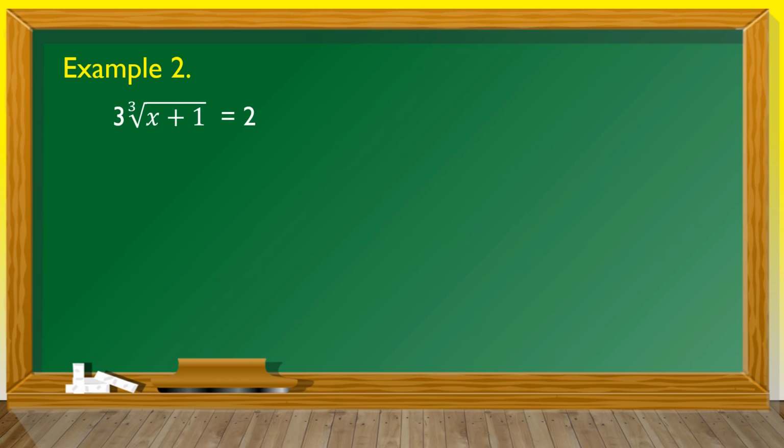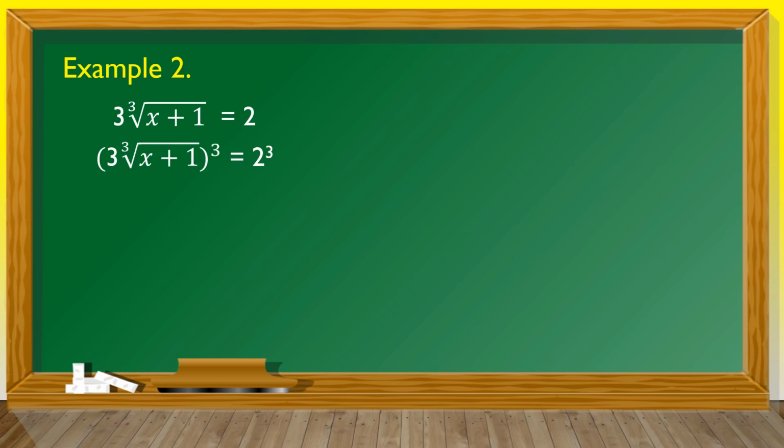Sa halip na i-express natin ang radical into exponential form, kagaya sa example number 1, let us use the rule: the nth root of a raised to n equals a, which is also equivalent to a raised to 1 over n, raised to n. This is equal to a. To eliminate the radical, let us raise both sides to 3. Why 3? Since the index of the radical is 3.